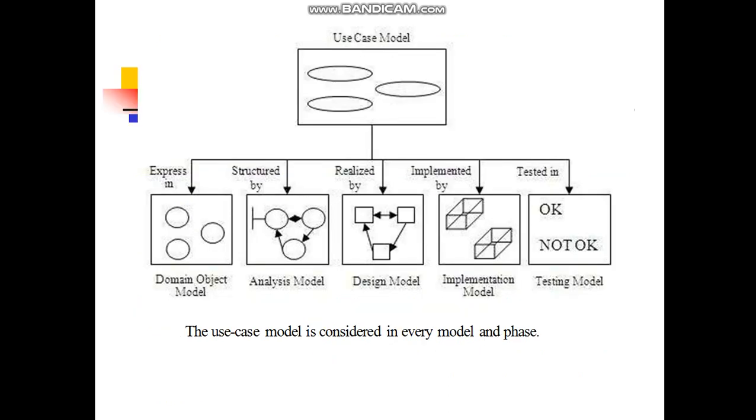The use case model consists of some models, so that we can check the external behavior and internal behavior with the help of the domain object model, analysis model, design model, implementation model and testing model. This use case model we express with the help of the domain object model, structure with the help of the analysis model, realize with the help of the design model, implement with the help of the implementation model, and check all test cases, whether they are okay or not okay, with the help of the testing model.